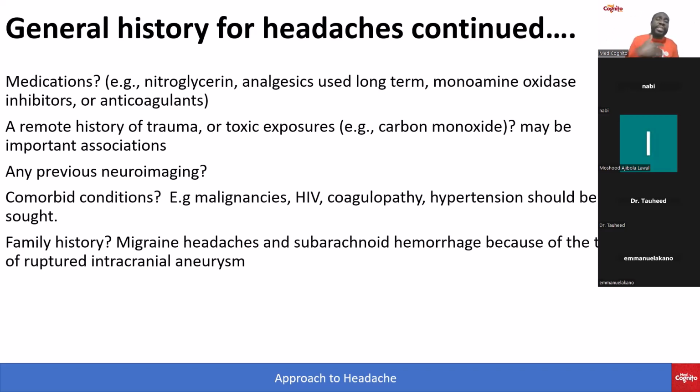And you also want to find out, is there any family history of migraine headaches? Is there any family history of subarachnoid hemorrhage? Now, I have a question. What in a patient's family history will draw your attention to the fact that the patient could have subarachnoid hemorrhage? What is one prominent family history? And it is not in the brain, it's in the abdomen. History of polycystic kidney disease.